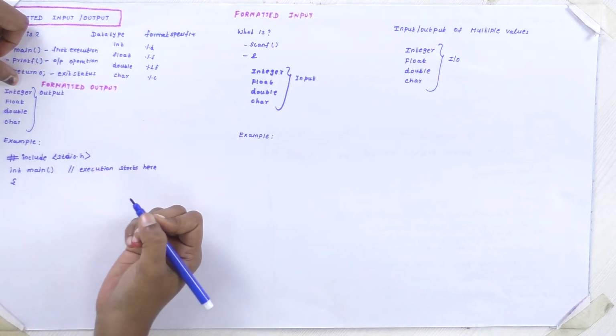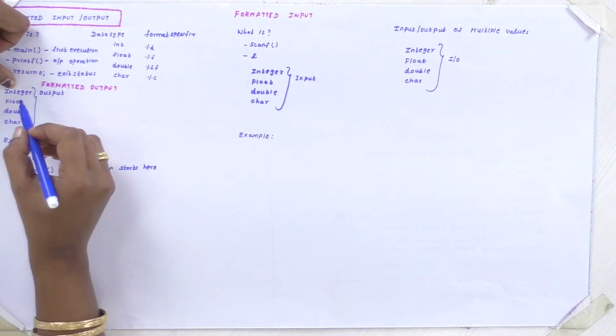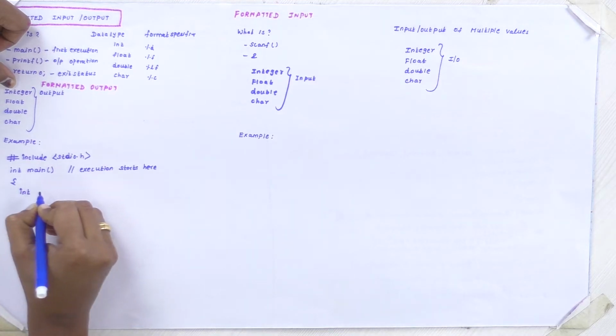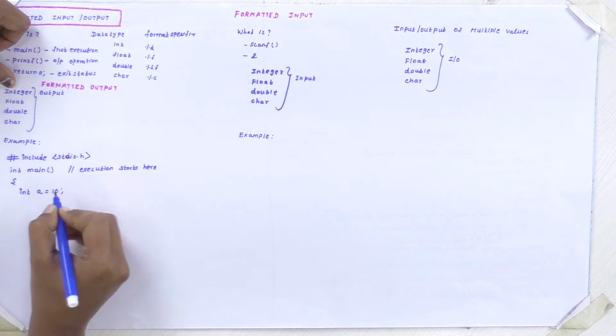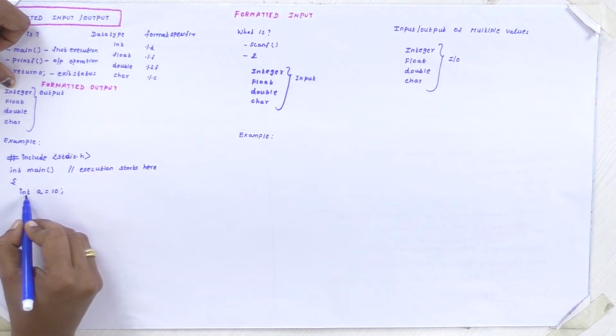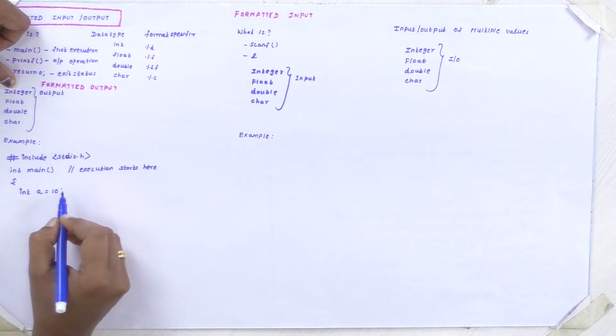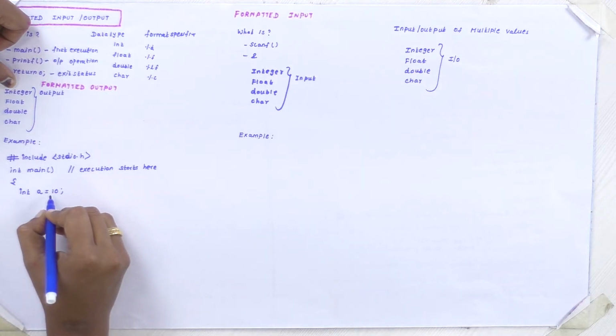First I am going to use integer format. For that I am going to declare a variable by using int. Int refers to integer. int a = 10. So a is a variable which refers to an integer. So I am giving an integer value as 10. This is in the form of variable definition.